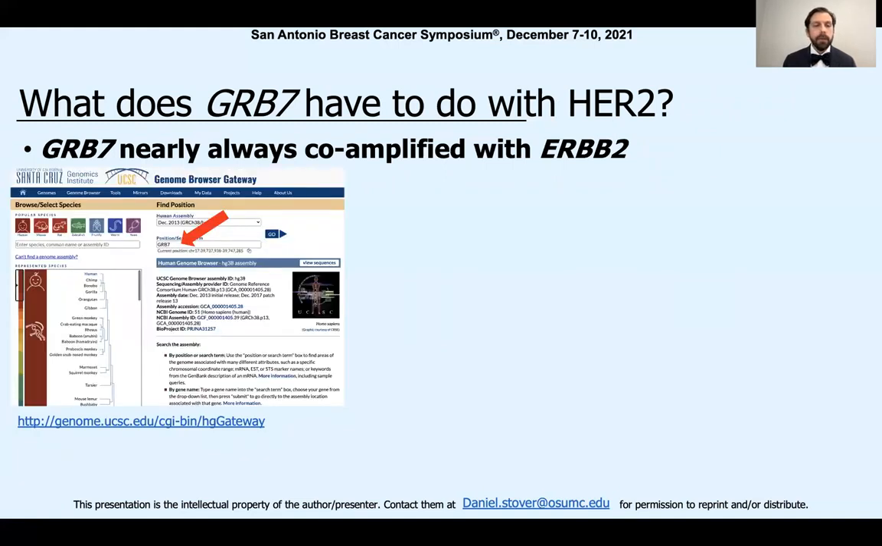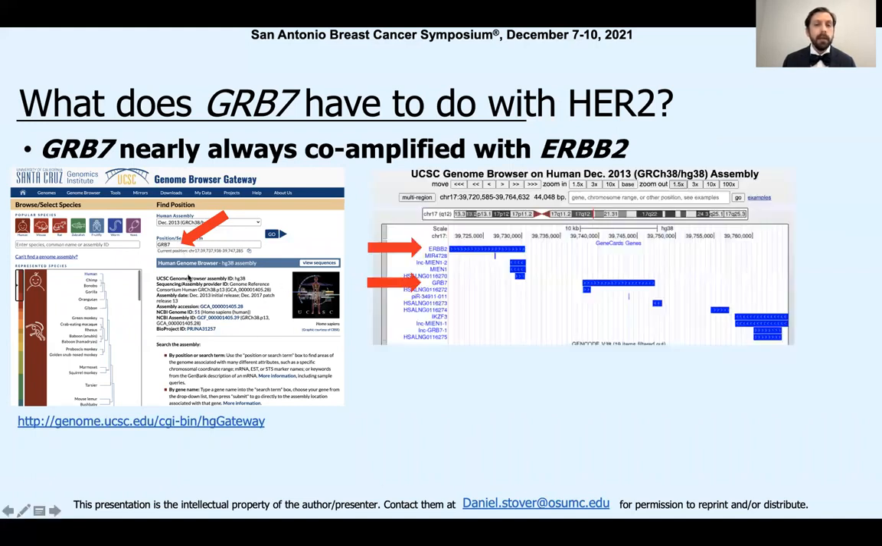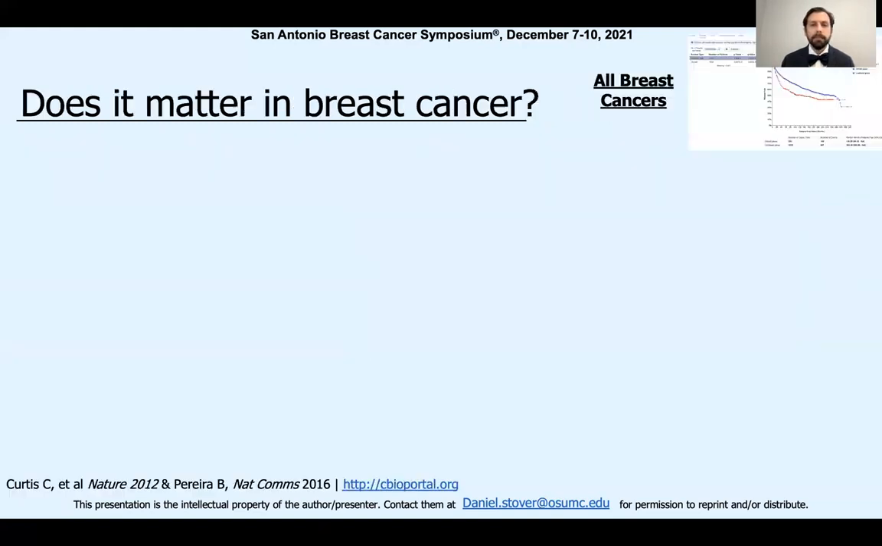We can actually turn to the UCSC Genome Browser and, just on its main gateway page, type in GRB7 and find that ERBB2, or HER2, and GRB7 are very close together, only a couple kilobases away on 17q12. So this suggests that these genes are so close together that when HER2 is amplified, GRB7 is also amplified, or co-amplified, at the same time.